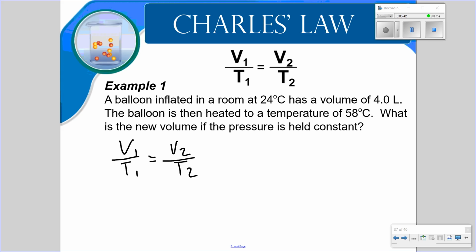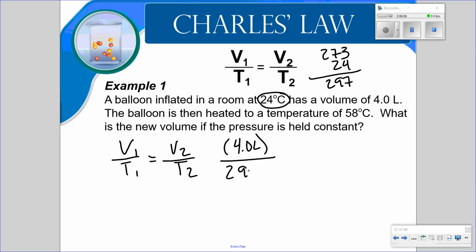So when I plug in my values, my original volume, V1, is 4.0 liters. My original temperature is 24 degrees Celsius. However, we cannot use Celsius in any of these problems. We have to convert it to Kelvin. So I'm going to take 273 plus the 24, and I get 297 Kelvin. My new volume is what I don't know, so I'm going to keep that as the variable V2.